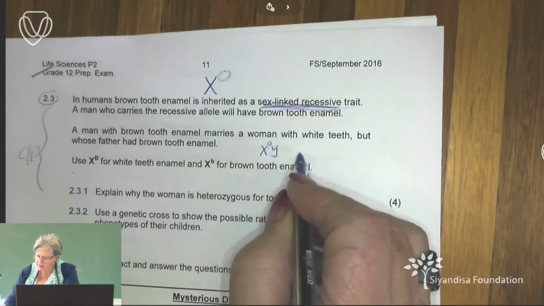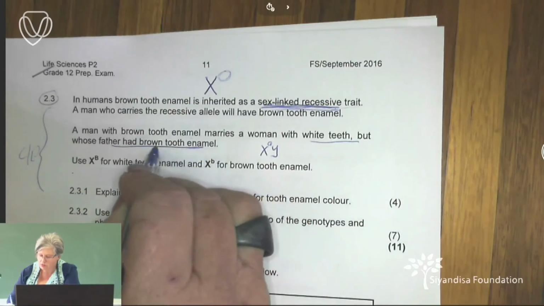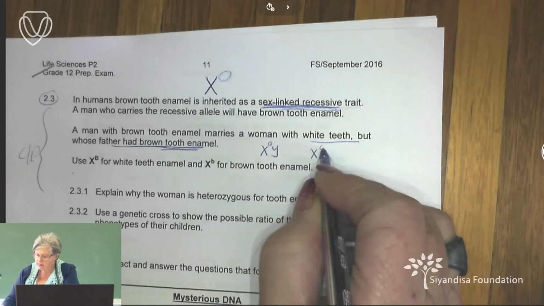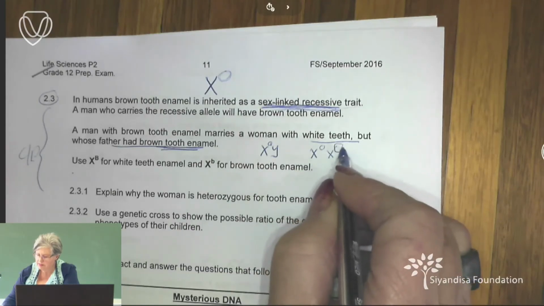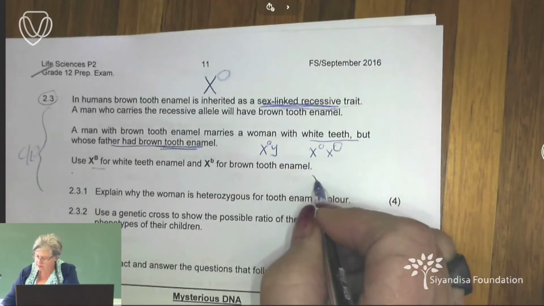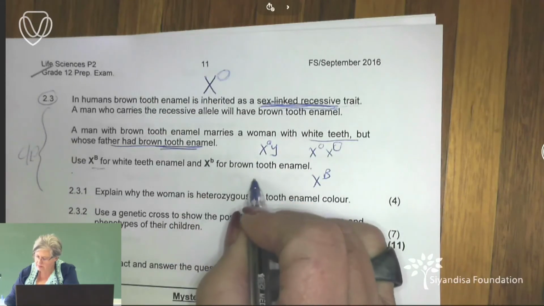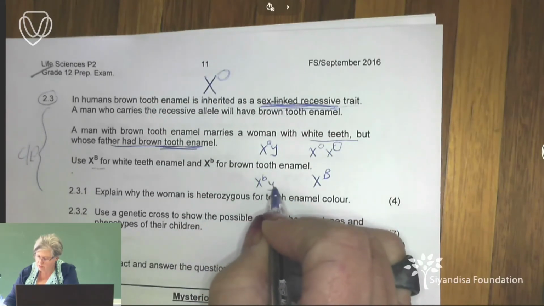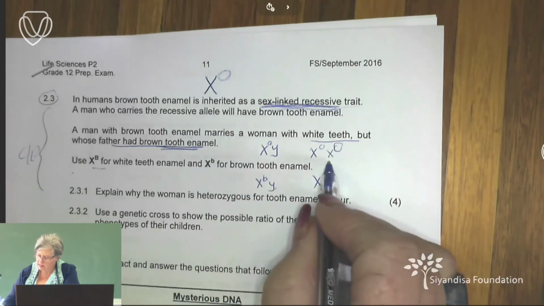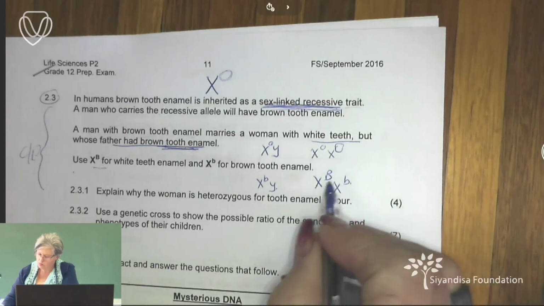He marries a woman with white teeth, but whose father had brown tooth enamel. So what does it tell you? It tells you the mother will probably be heterozygous. Use XB for white teeth, so it's XB, because we know she has white teeth, and we know the father looks like this. Her father was brown, so she will be X with a small one.